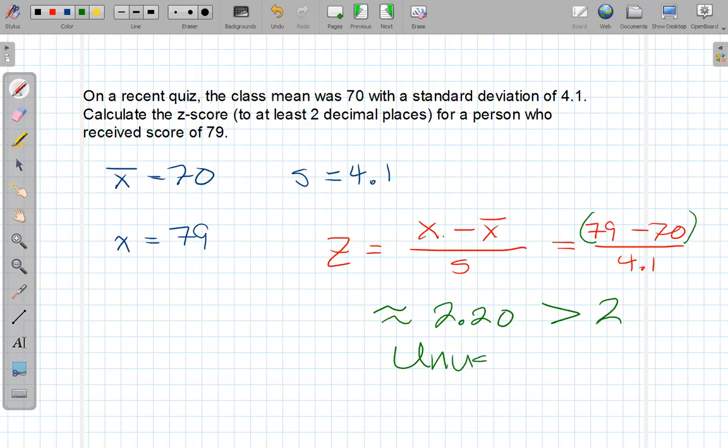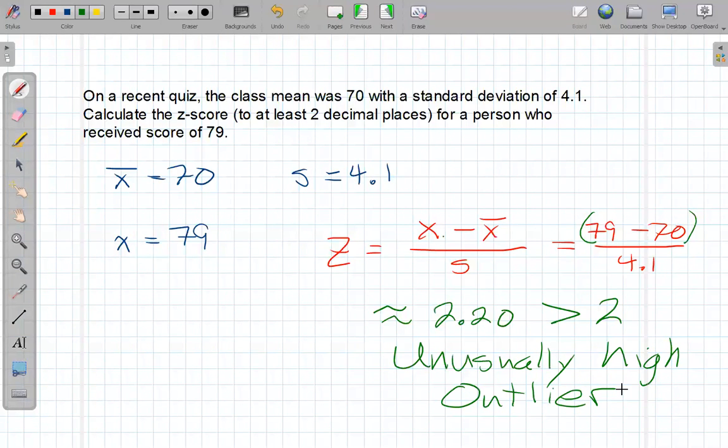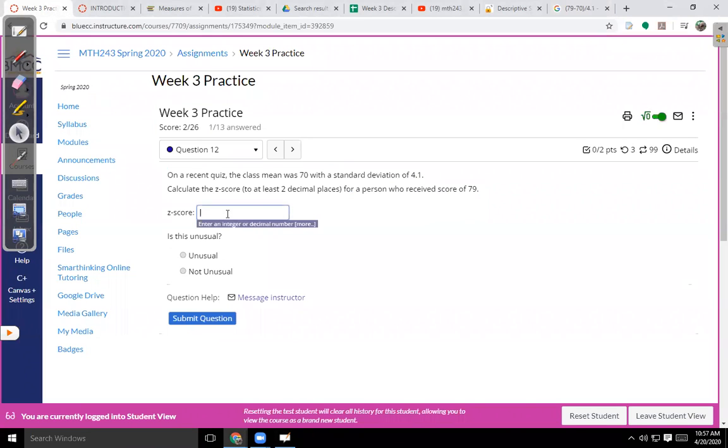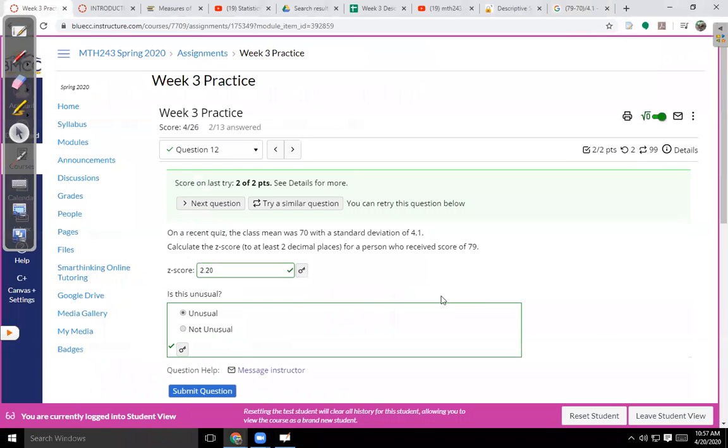So unusually high, meaning this is an outlier compared to the rest of the class. Most of the class did not do nearly that well. So I should be able to come back here and say 2.2. Now there was a 0, but the computer won't notice the 0. This is unusual.